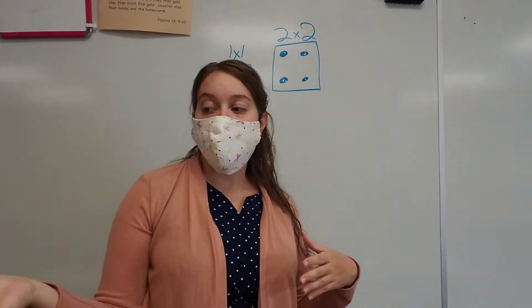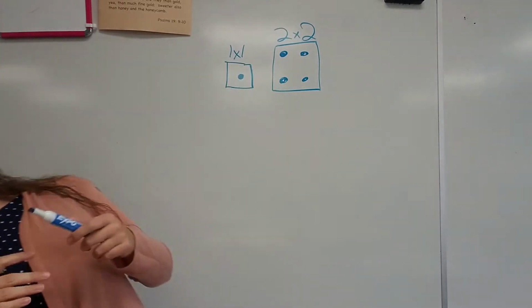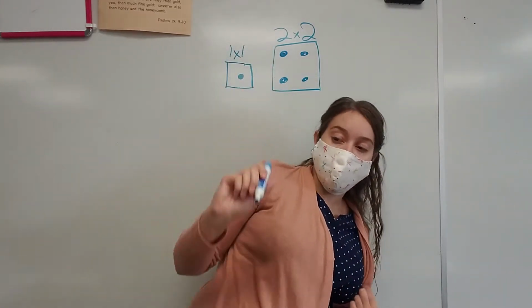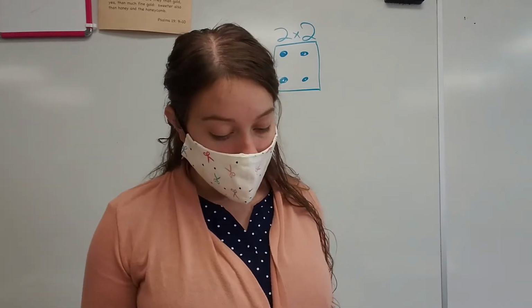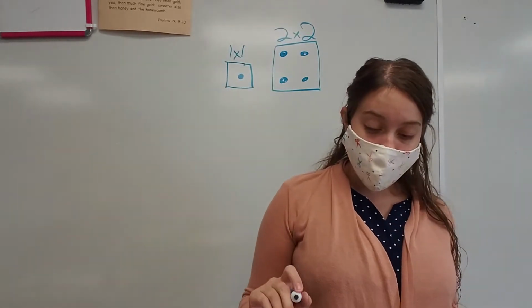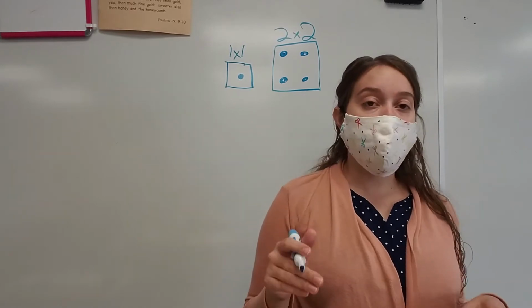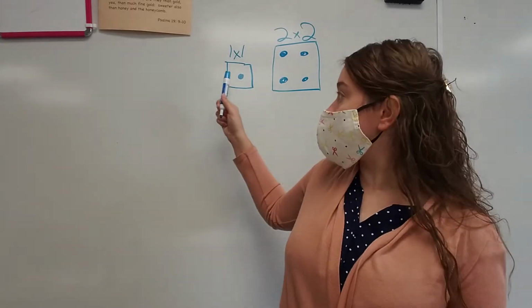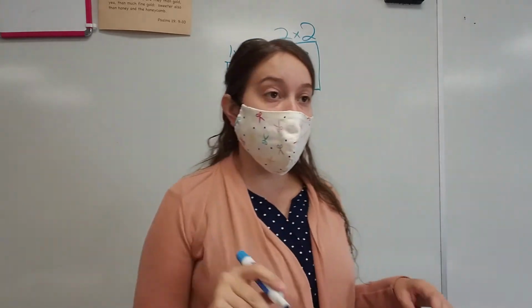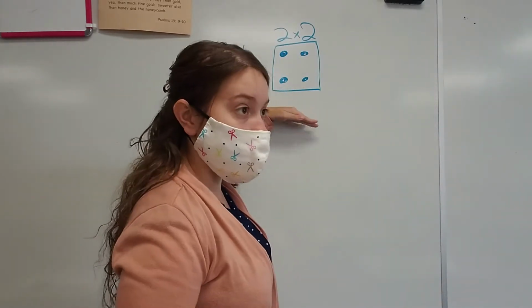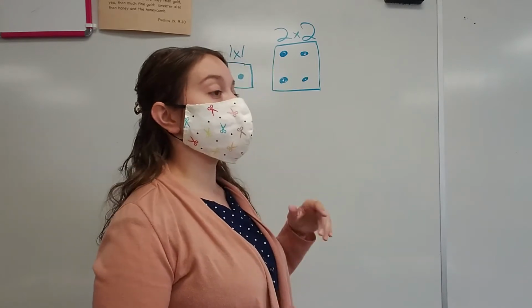So when we're looking at the arrays, they make the squares. When we talked about square numbers, you said it's a number that's a square, and I said not completely, but this is the part that is. When we look at this, each row has the same number, 2, and each column has 2 in it. That's how it's a square.